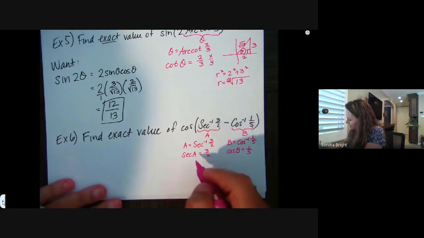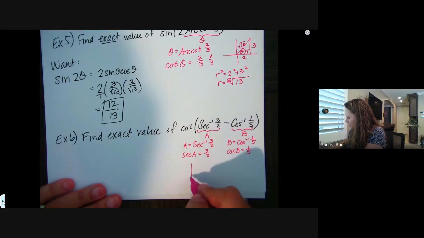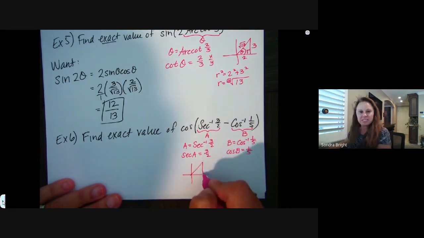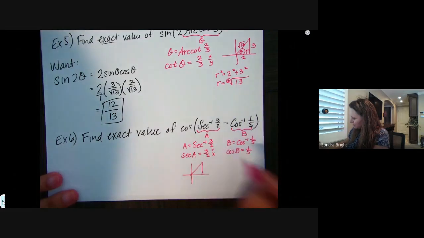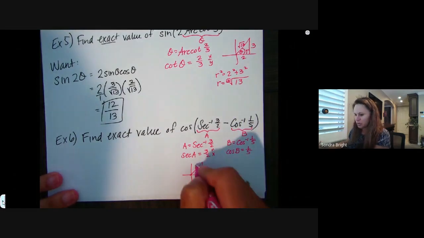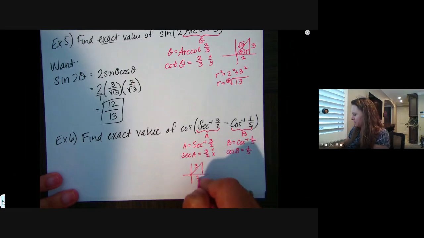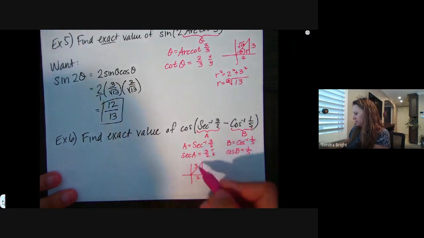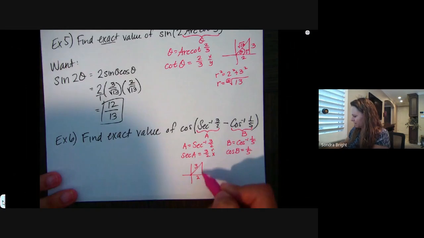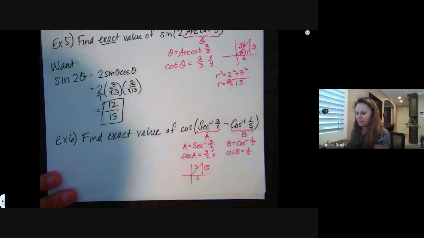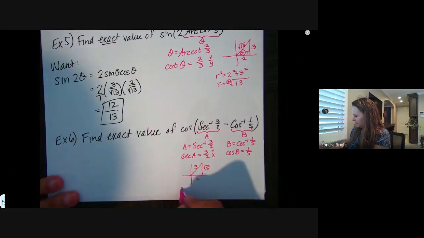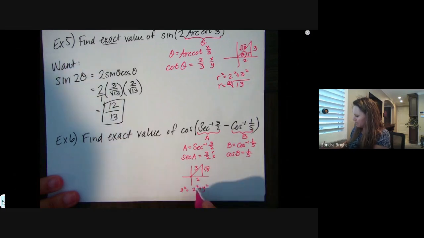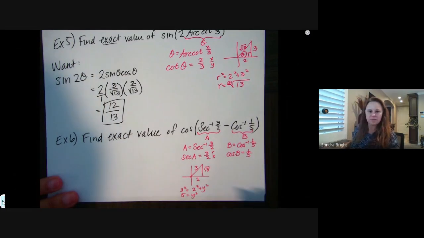So for A, they're both positive, so they're both in quadrant 1. Secant is the reciprocal of cosine, so that means this is r over x. So your r is 3, your x is 2. And when you do Pythagorean theorem, 3 squared equals 2 squared plus this guy squared, you end up with a rad 5 for your y, doing Pythag, right? 3 squared is equal to 2 squared plus y squared. 9 minus 4 is 5 is equal to y squared, and so your y is rad 5.